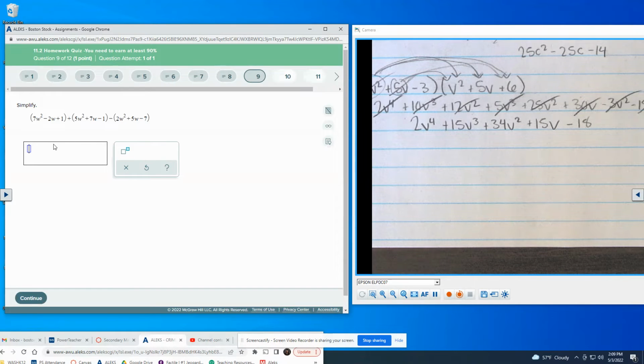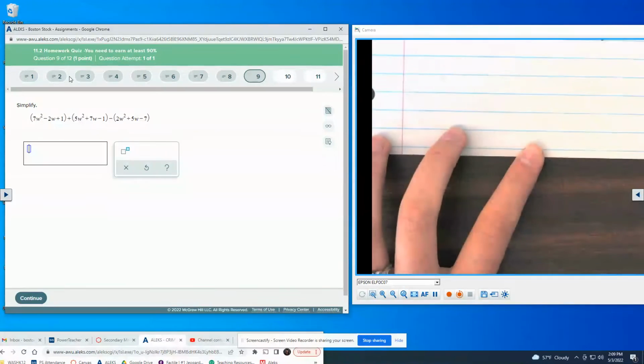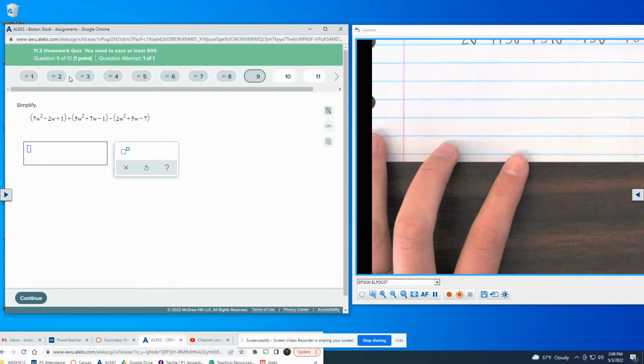Number 9, this is combining like terms. So remember, these are adding and subtracting in between, so you don't have to do distributing. You're just combining like terms. I'm going to write this down. I'm going to write mine without the parentheses.